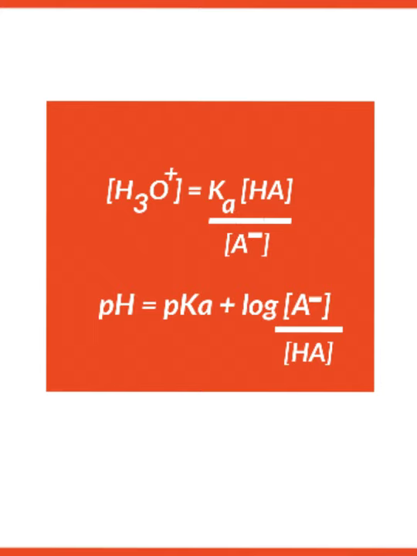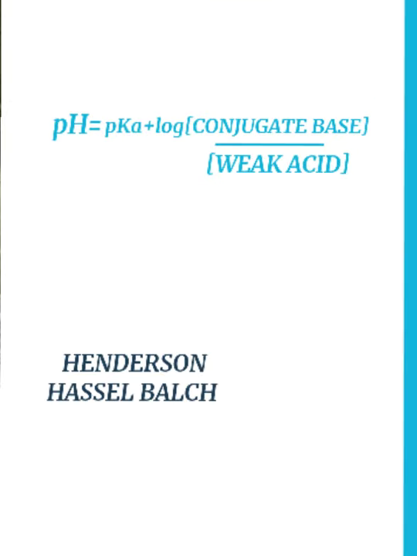Then, taking logarithm on both sides, we finally get pH is equal to pKa plus log of concentration of A- divided by concentration of HA. Thus, in general, pH is equal to pKa plus log of concentration of the conjugate base divided by concentration of the weak acid. This equation is called Henderson-Hasselbalch equation.